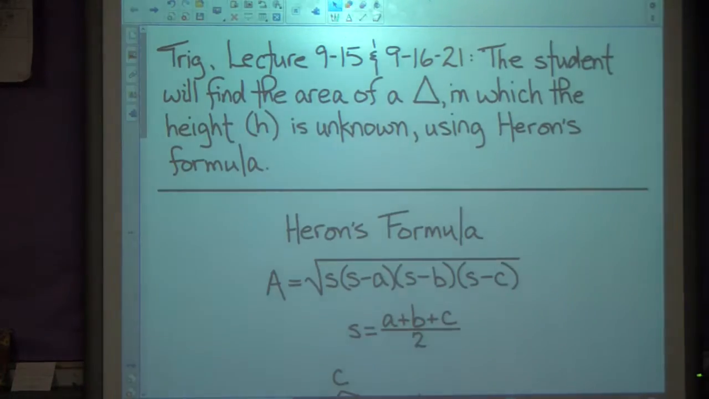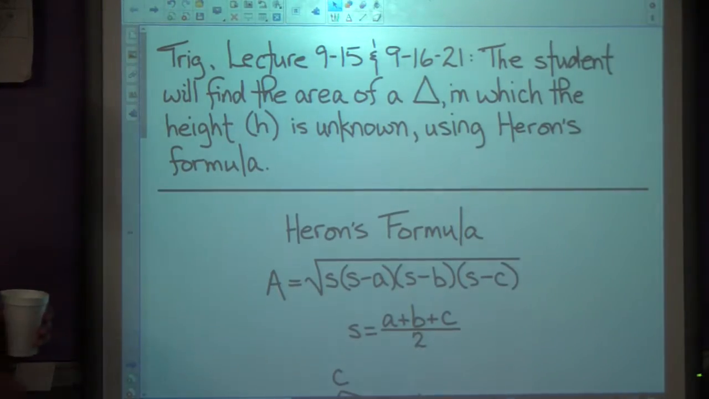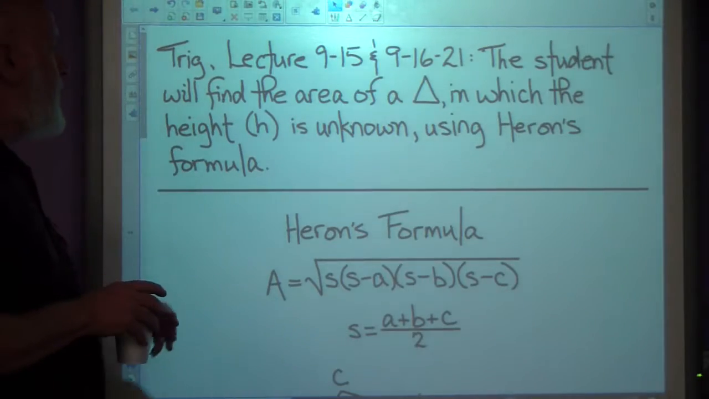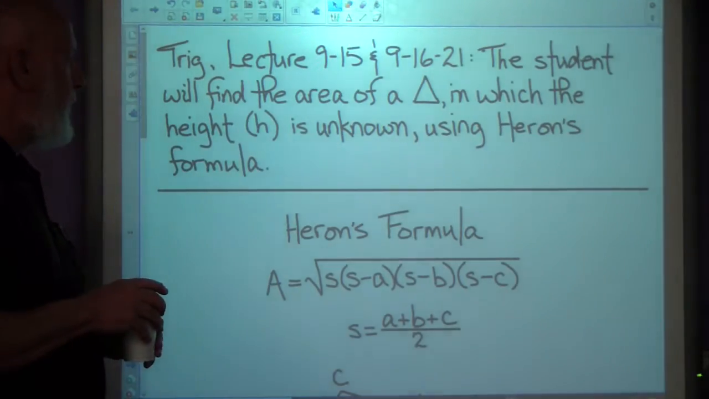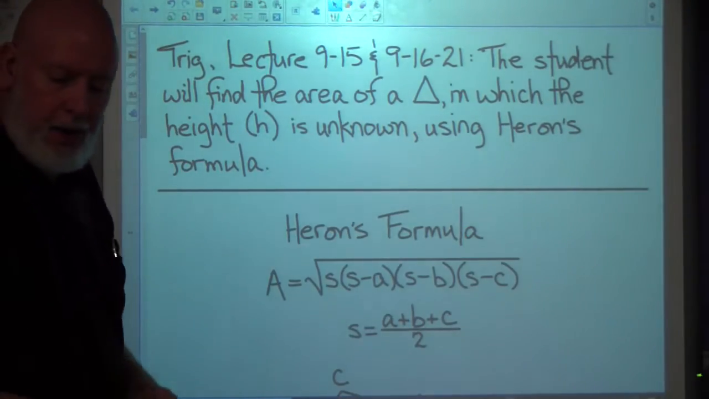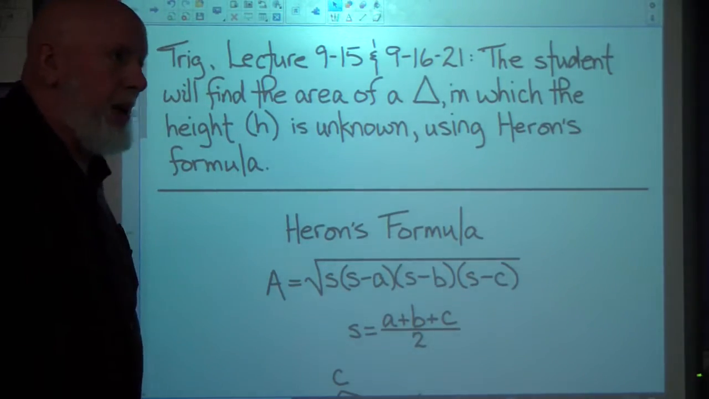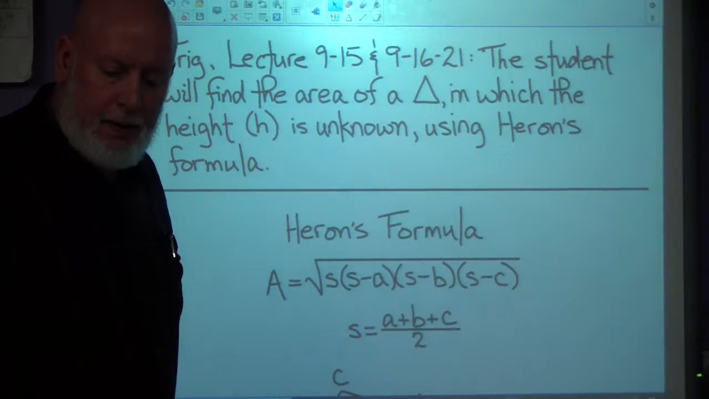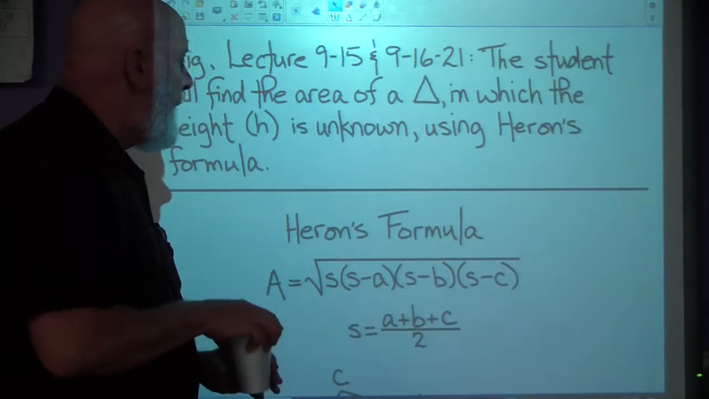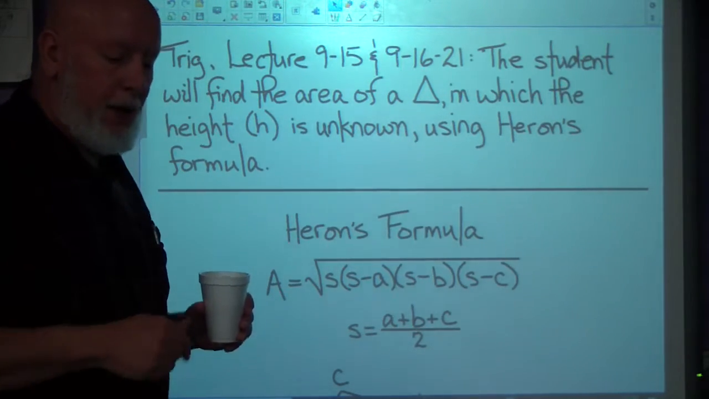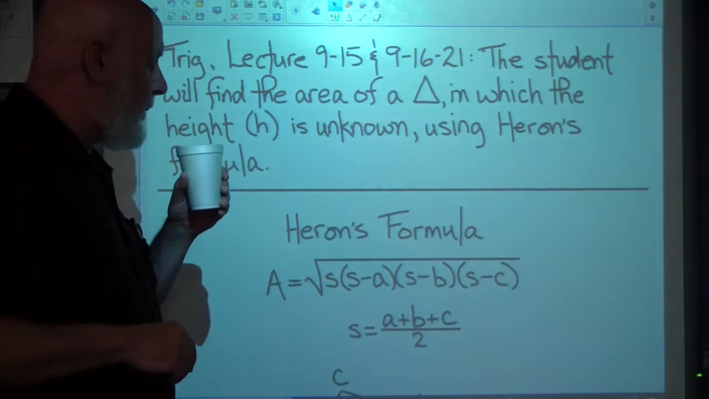Trig lecture 915 and 916. Student will find the area of a triangle in which the height, h, is unknown. We're going to be using Heron's formula. Well, if we don't know the height, we can't use A equals 1/2 the base times the height, like we learned back in 6th, 7th, 8th grade. So we can use, among other things, Heron's formula, which is what we're going to learn today.